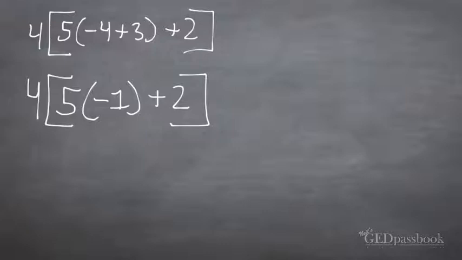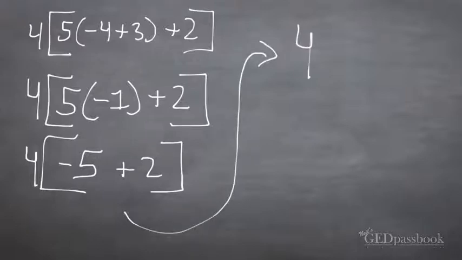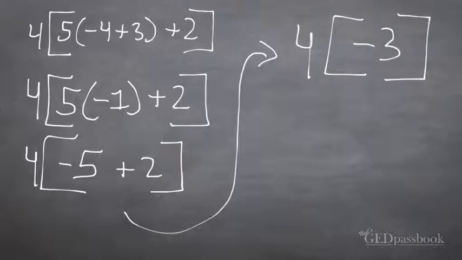You do 5 times negative 1 first. You have to do this first, because again, you just have to do it. That's what the order of operations tells us to do. 5 times negative 1, what does it become? Negative 5 plus 2. Negative 5 plus 2? Negative 3. Again, find the difference between the numbers and pick the sign of the bigger number. In this case, negative is the bigger number, and the difference is 3, so it's negative 3.